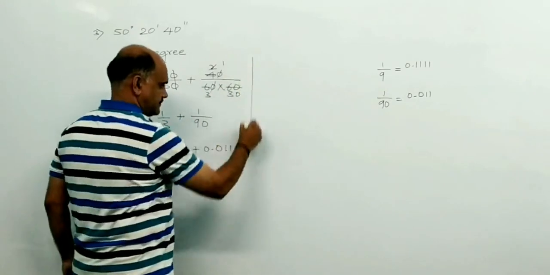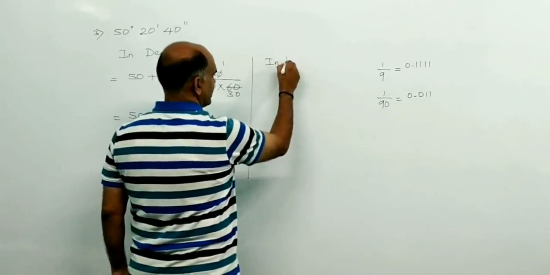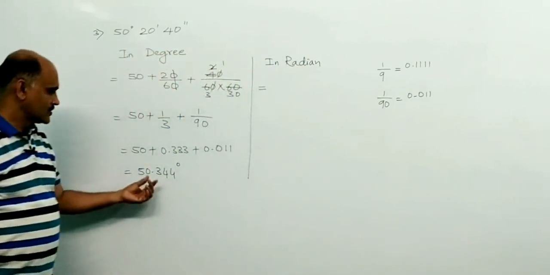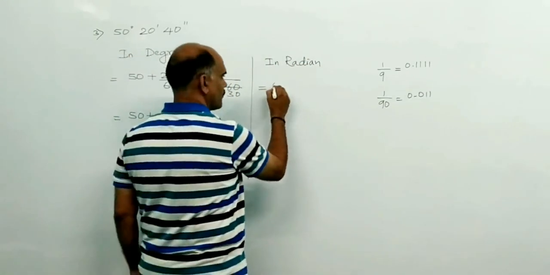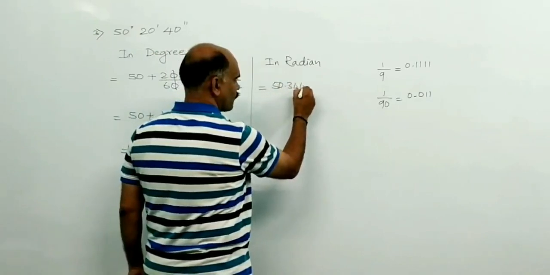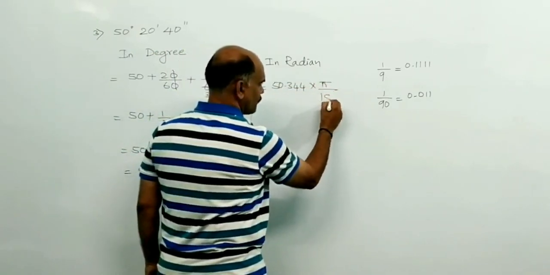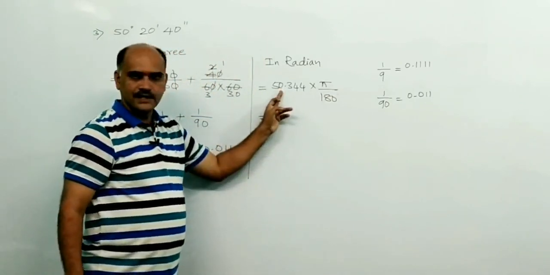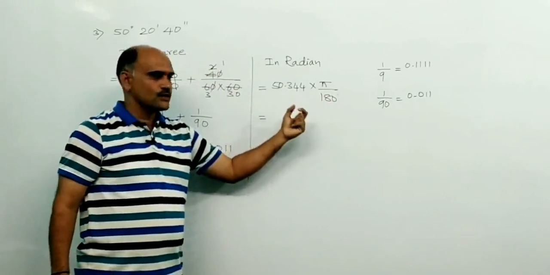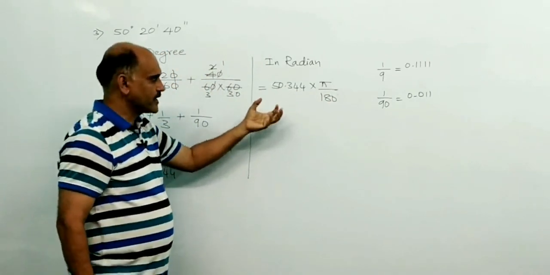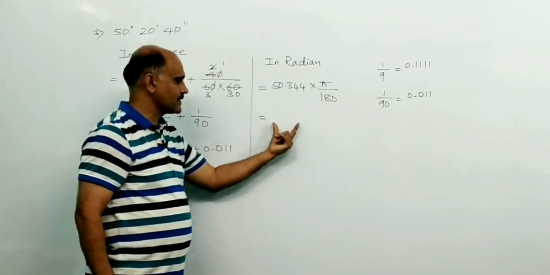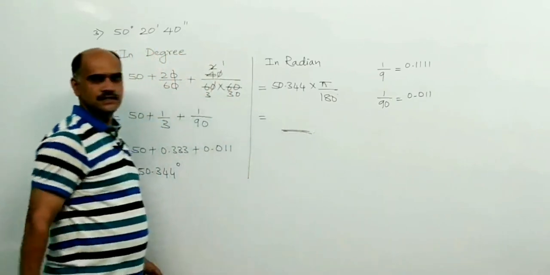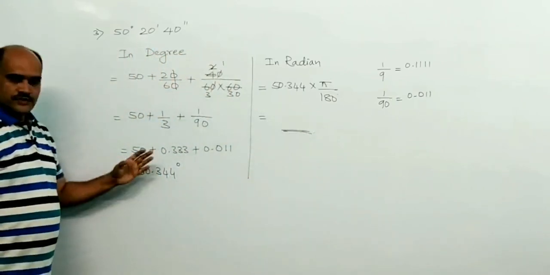Now in radian, you multiply by pi by 180. So 50.344 into pi by 180. Now here you use a calculator, divide this by 180, you will have roughly around 0.37 something into pi, you will get the answer. So you divide using the calculator and write the answer. Clear, students?